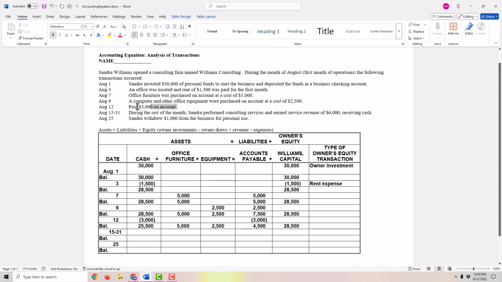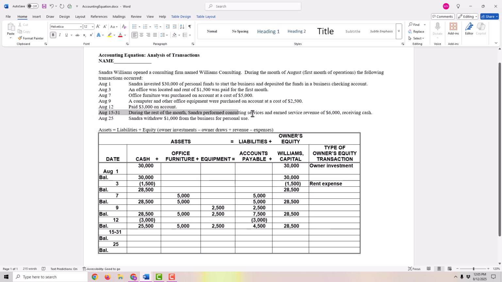So notice when they made a payment, it did not affect the asset accounts themselves. It didn't affect the furniture or the equipment account. It only affected the debt and the cash of the business. You already recorded the purchase of the furniture and the purchase of the equipment at this point. So all you're doing is showing that they're making a payment towards the debt.